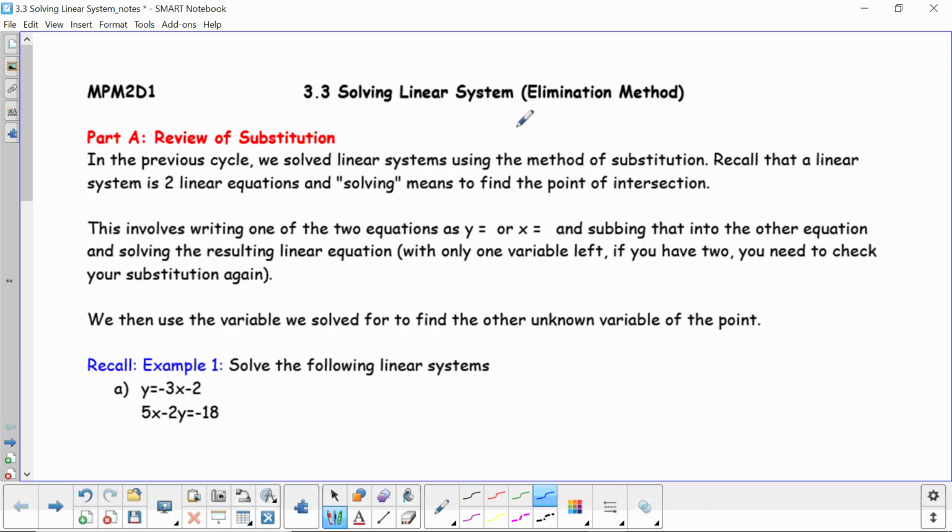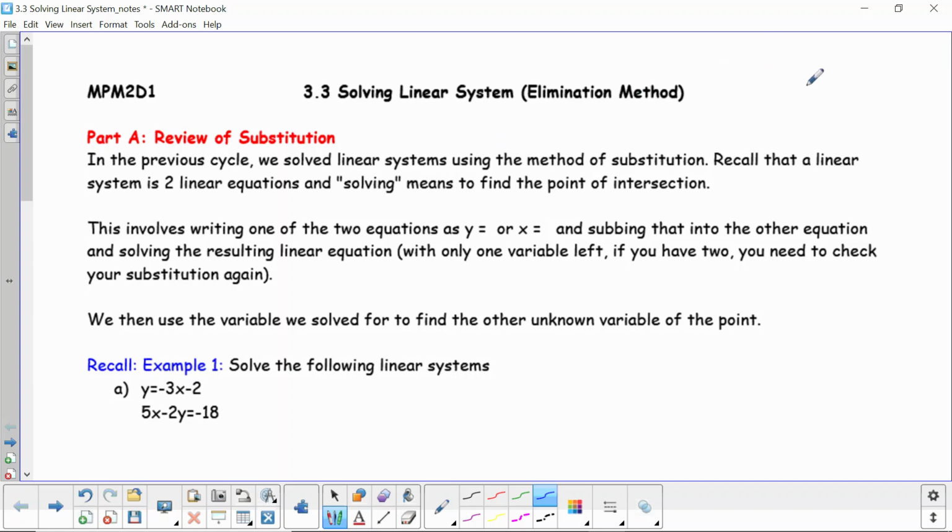So today we are going to learn to solve linear systems. We have learned how to solve linear systems by using the substitution method, and today we are going to learn a new method. Before we learn the new method, we are going to do a review of the substitution method.